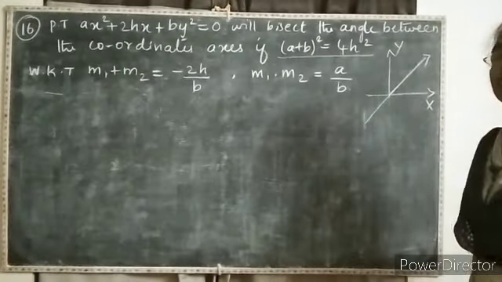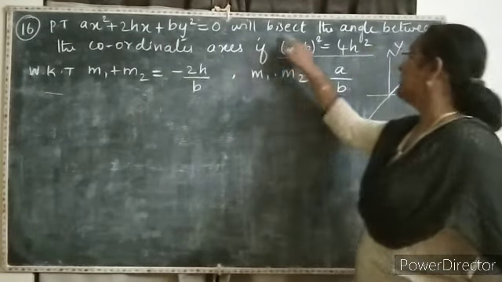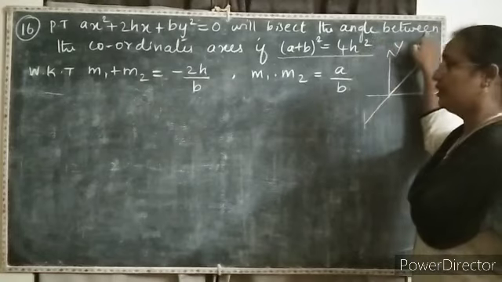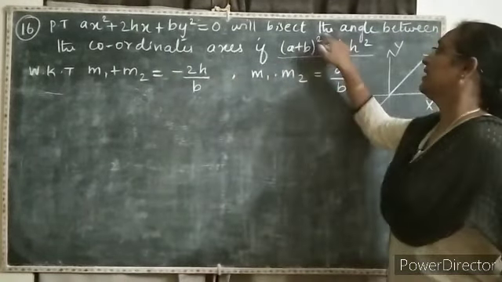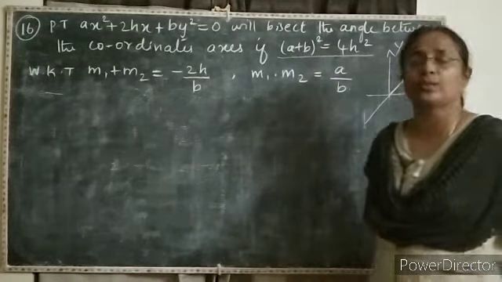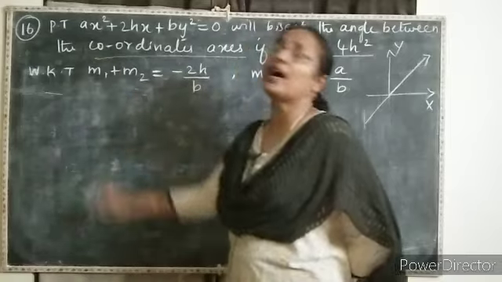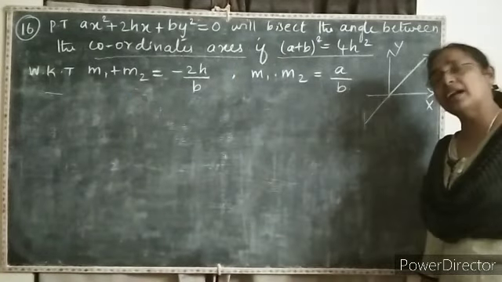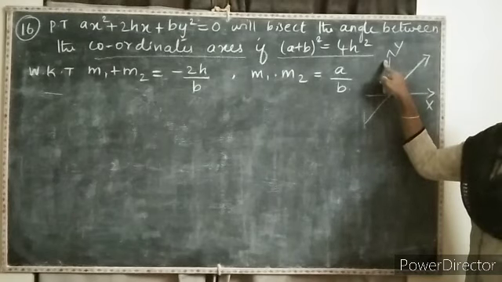Okay students, let's continue with the 16th sum. Prove that the given equation will bisect the angle between the coordinate axes if (a plus b) the whole squared equals 4h squared. Okay, we know these terms are very familiar, isn't it? Coordinate axes. What do the coordinate axes mean? It is the x-axis and the y-axis.